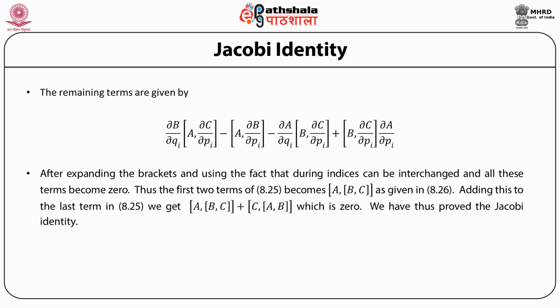Thus the first two terms of 8.25 become the Poisson bracket of the Poisson bracket of A and B with C, as given in 8.26. Adding this to the last term in 8.25, we get the Poisson bracket of the Poisson bracket of A and B with C plus the Poisson bracket of C with the Poisson bracket of A and B, which is 0. Thus we have proved the Jacobi identity. So the Jacobi identity is straightforward to prove, but it's a little lengthy. The important thing is to remember that this identity is satisfied by all dynamical variables.